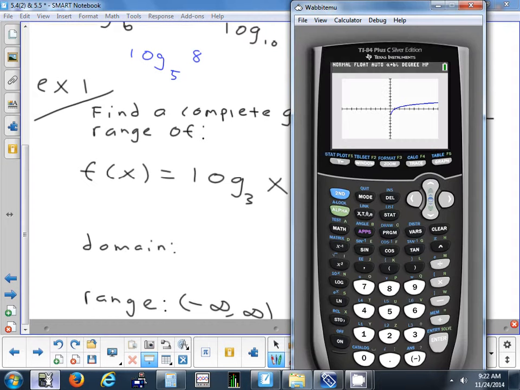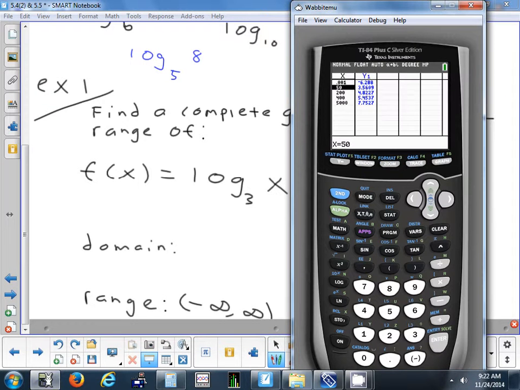Okay, the domain. That's how far left and right it goes. Well, there is a vertical asymptote, okay? And that's going to be the y-axis. The vertical asymptote is at 0. If you try negatives, the function is undefined. Okay? So as long as you pick something that's positive, just barely, it'll work.